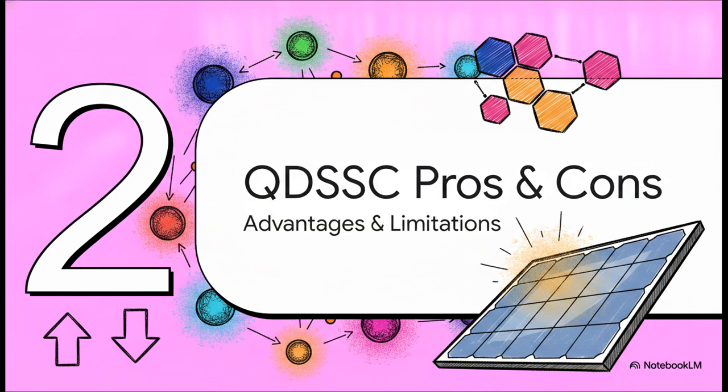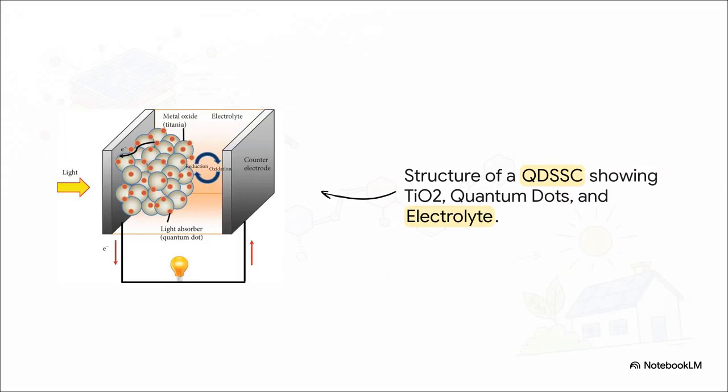Moving on to Section 2, QDSSC Advantages and Limitations. So, how do we use these artificial atoms in the real world? Well, we basically build a chemical sandwich. This is the core structure of a quantum dot sensitized solar cell. Sunlight comes in and hits the photoanode. That is a porous network of titanium dioxide, or TiO₂, coated with our star players, the light-absorbing quantum dots. On the opposite side, we have a counter-electrode, and sitting right in the middle is a liquid electrolyte, usually a polysulfide mix, which is there to complete our chemical circuit.